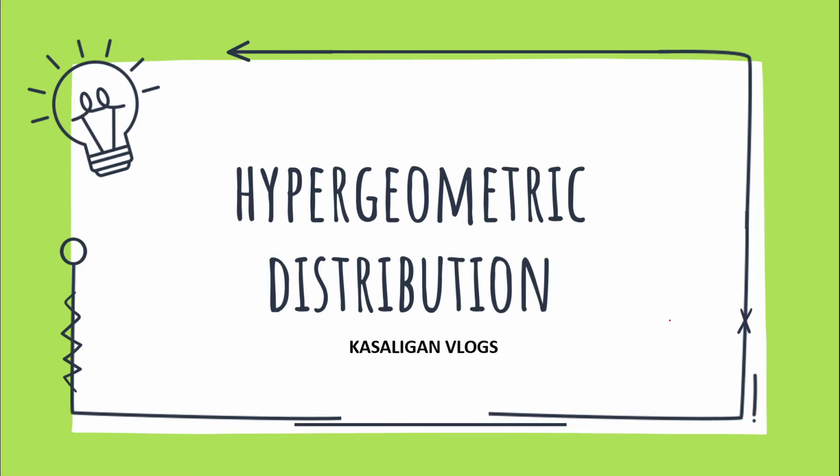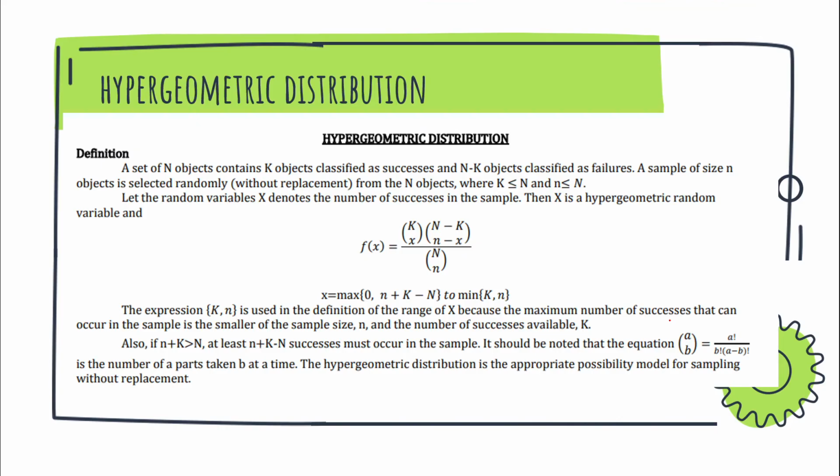And today we'll talk about hypergeometric distribution. So what is hypergeometric distribution? Let us define first the hypergeometric distribution. A set of N objects contains K objects classified as successes and N minus K objects classified as failures. A sample of size n objects is selected randomly without replacement.